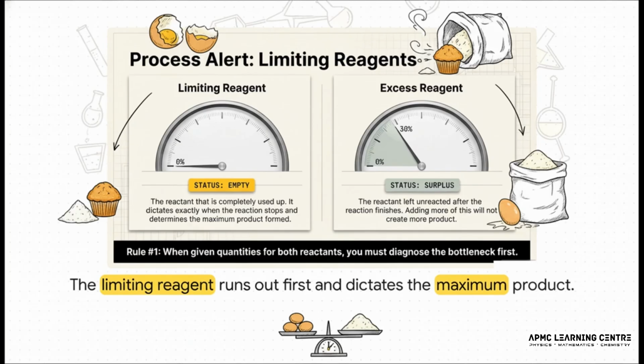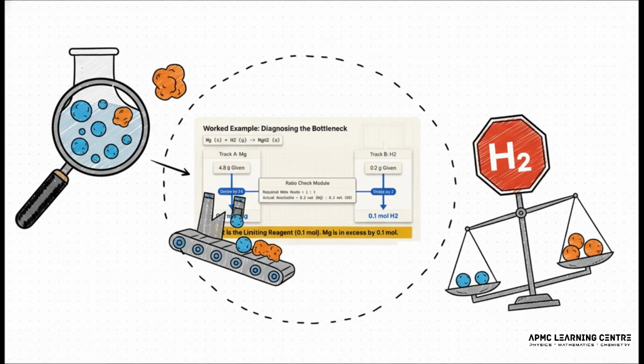And honestly, the best way to think about it is baking. Imagine you've got a mountain of flour, but only one single egg. How much cake can you make? Right, only enough for that one egg. The egg is your limiting reagent. It's the boss. It single-handedly decides the absolute maximum amount of cake or product you can possibly create. So, how do we spot this bottleneck in the lab?